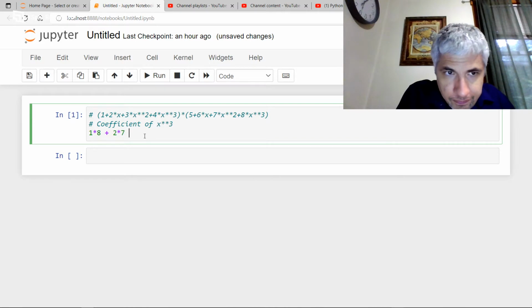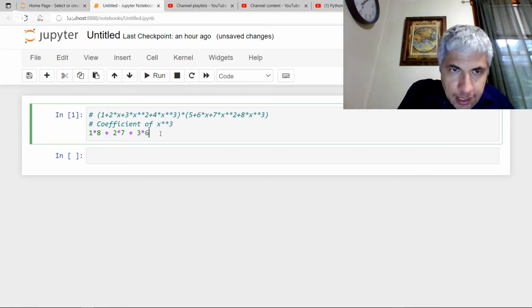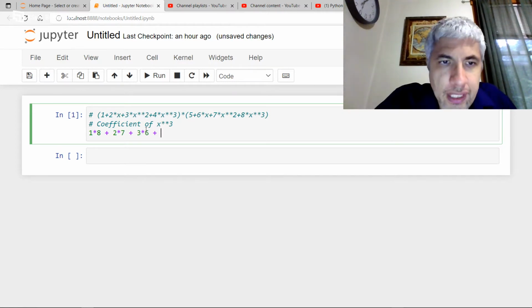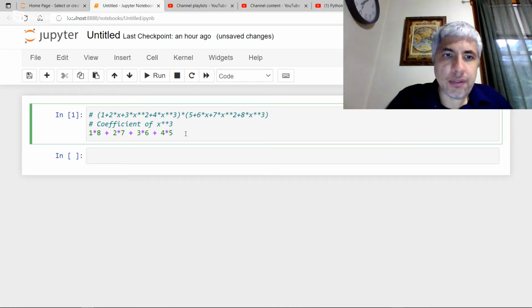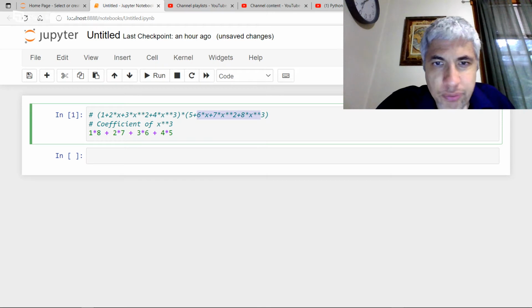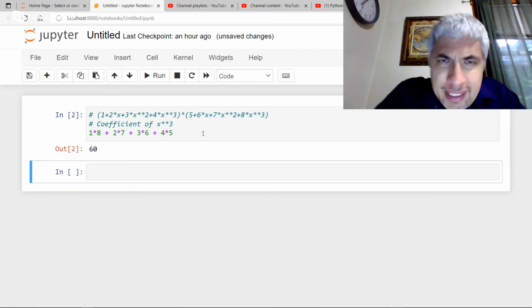Okay, what about this 3x squared? I don't care about the 3x squared times 5. That's not going to contribute towards x cubed because that's going to have an x squared. But the 3x squared times 6x, oh yes, that does. And then finally, the 4x cubed times 5, that's going to contribute. And 4x cubed times everything else, well, that's going to be too big. So what did I get here? Well, I got 60, but that's not really what I cared about.